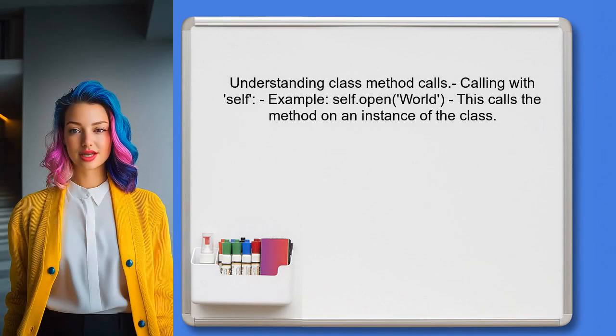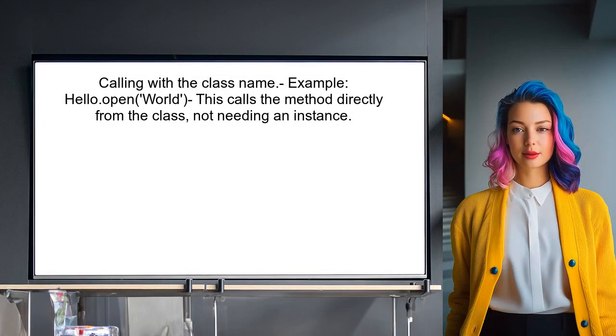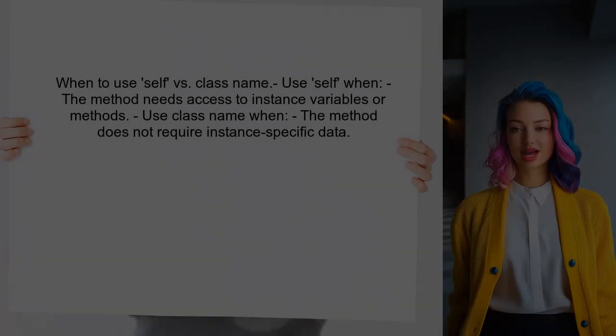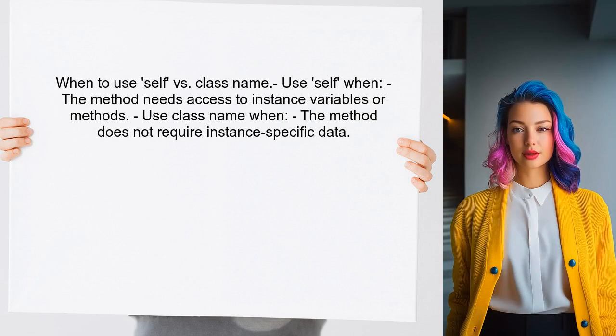To understand the difference between calling a class method using self and using the class name, let's first look at the example provided by the user. In the first class, the method open is called using self. This means that the method is being called on an instance of the class. In contrast, the second class calls the method open using the class name hello. This approach is used when the method does not need to access instance-specific data and can be called directly from the class itself. So when should the user use self versus the class name?